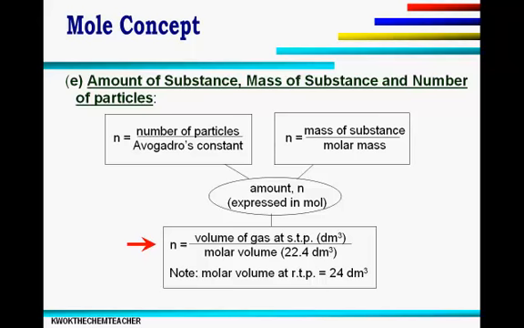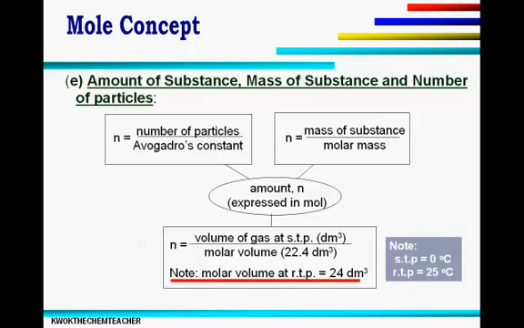To find out the amount of substance from volume of gas, we will simply find out the volume of gas at standard temperature pressure divided by the molar volume at standard temperature pressure, which will be 22.4 dm³. As gases can expand, there's such a thing called molar volume at room temperature pressure, and that will be 24 dm³.